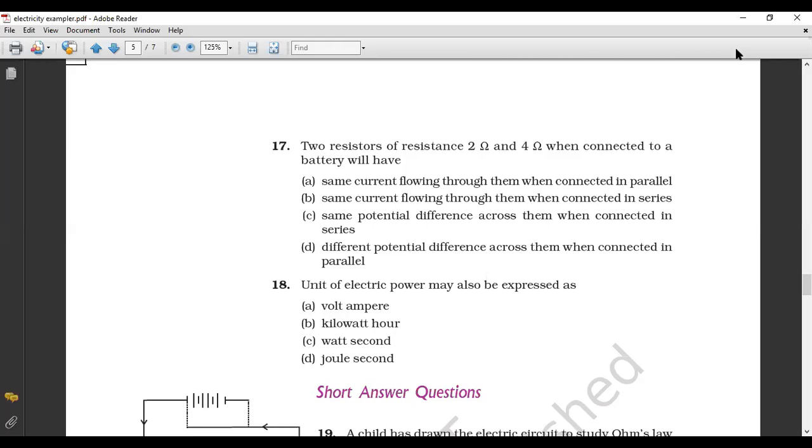I hope all the MCQs of exemplar are clear to you, so keep watching this video. In the next video we will come with the short answer type questions of exemplar. It's very important, so all these questions are very important from the board's point of view and even more important from the competition point of view.